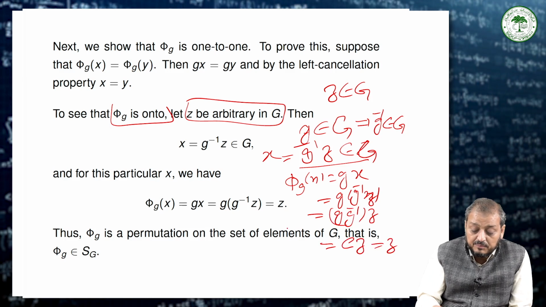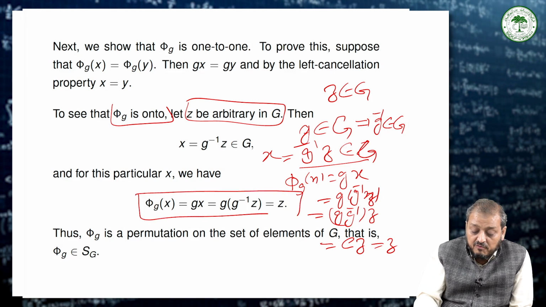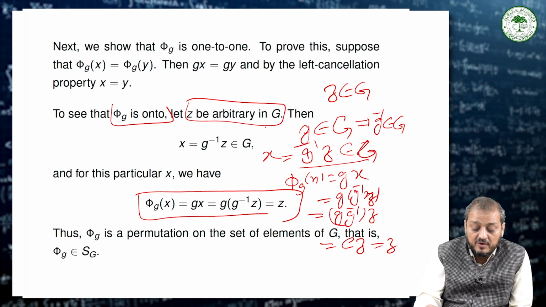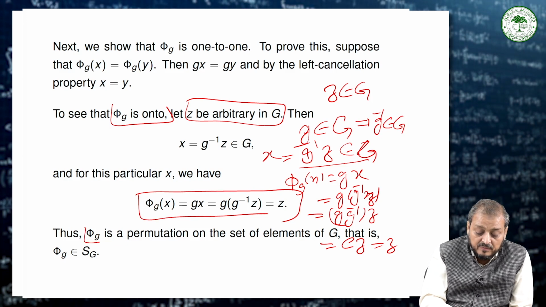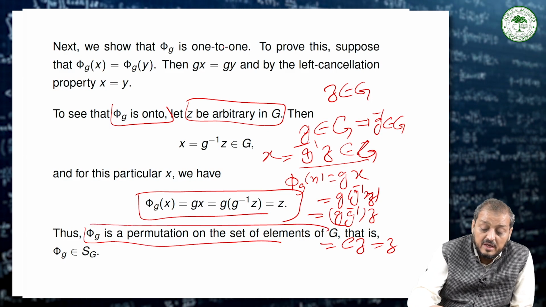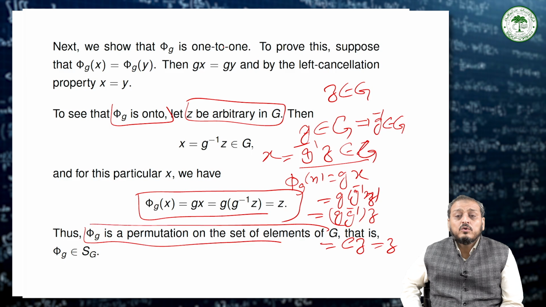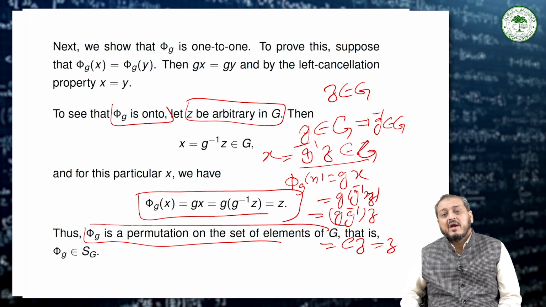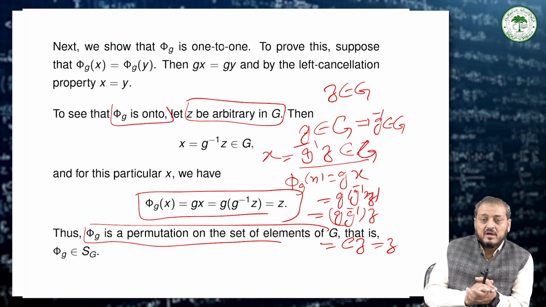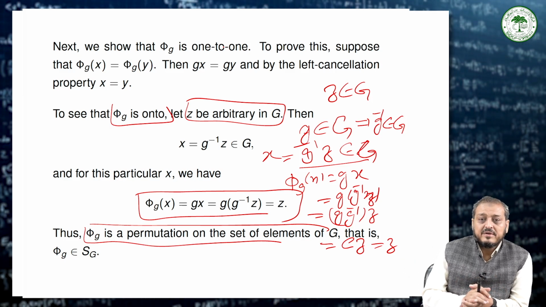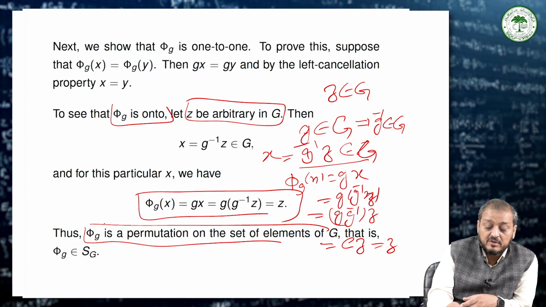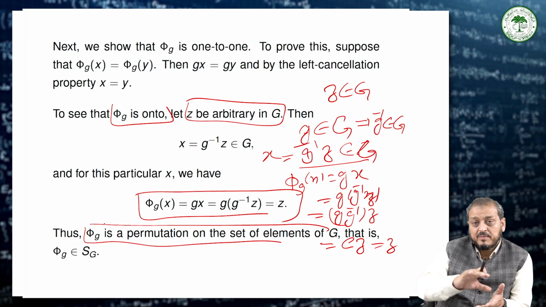So we can say that phi g of x is equal to z, and z is an arbitrary element of G. So we find that this phi g is a permutation on the set of elements of G. This means we show that phi g is a bijective map, that is, one-one and onto. A permutation is a bijective function, and this map is defined.